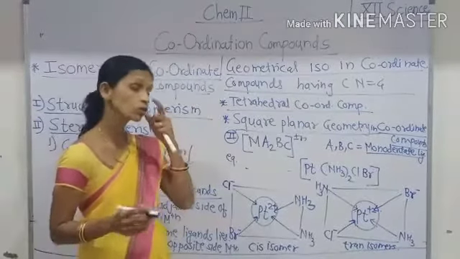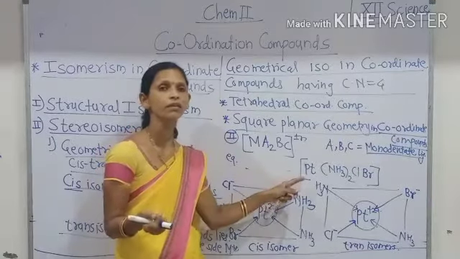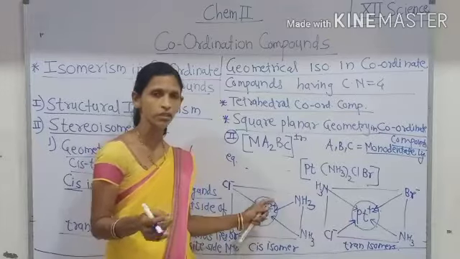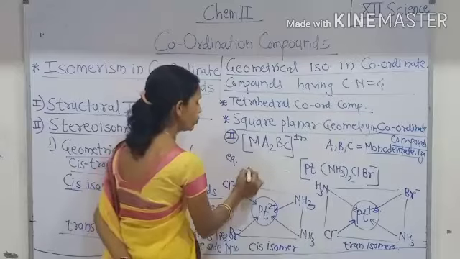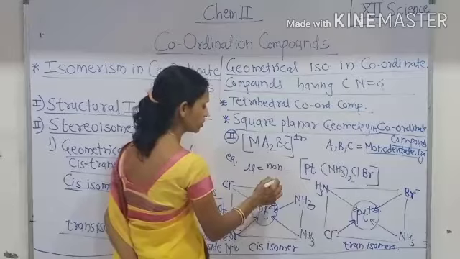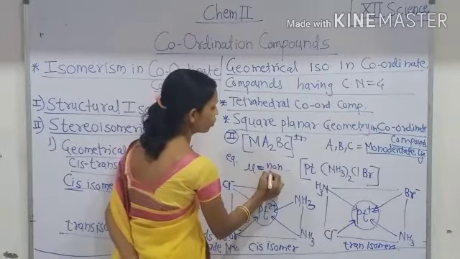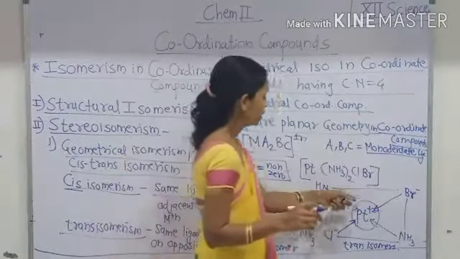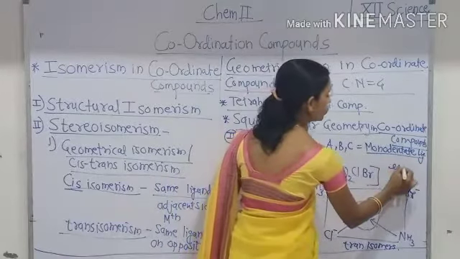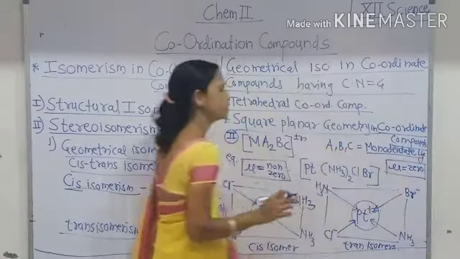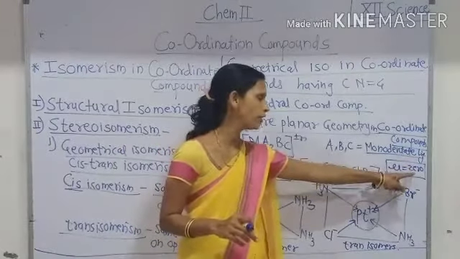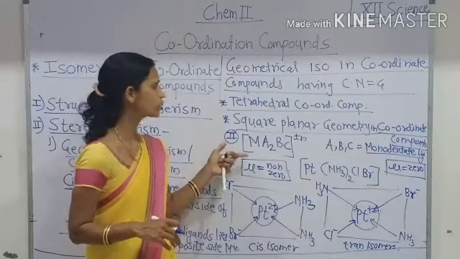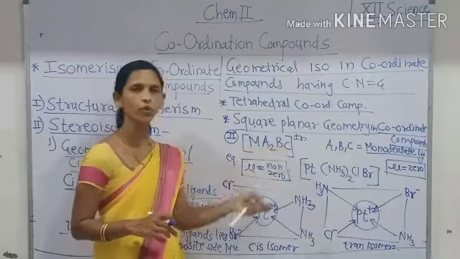Then see here, cis isomers are more soluble than the trans isomers in aqueous medium, and cis isomers are more reactive than the trans isomers, and these cis isomers have non-zero dipole moment. That means they show a non-zero dipole moment. And the trans isomers have zero dipole moment. That means they do not show a dipole moment, having the value of mu equal to 0. Then that is about the cis-trans isomers of the Ma2BC type of complex.